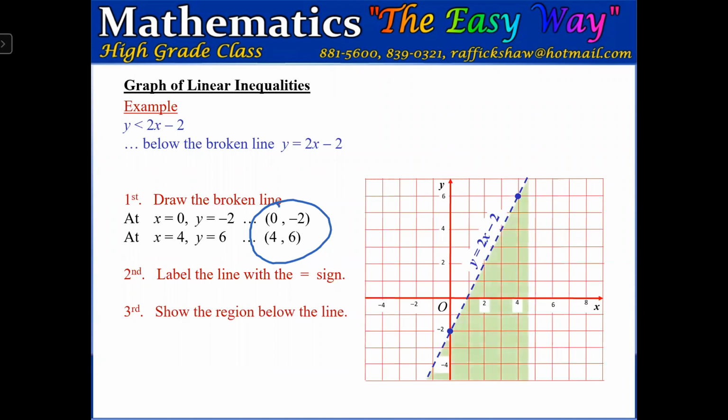Mute the mic, please. So that's my inequality for that one. Region below the line. Shall I shade it there? That's the inequality for that line right there. Shade the region below the line.